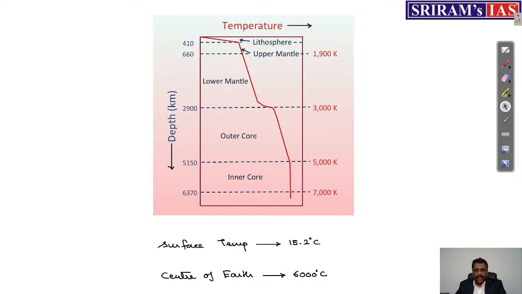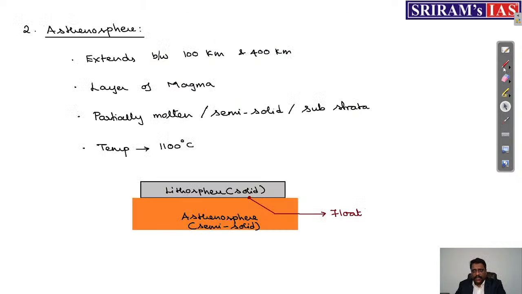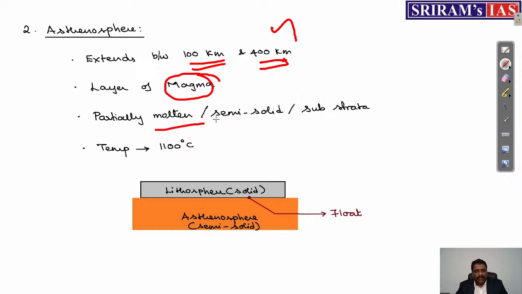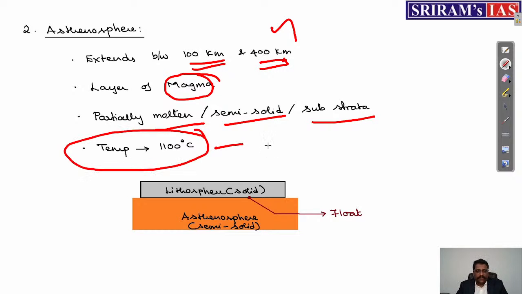Now, lithosphere I have just taken. And when I talk about the asthenosphere, the layer which lies just below the lithosphere, asthenosphere normally extends between 100 kilometers to 400 kilometers of depth. It's a layer of magma. We call it a reservoir of magma or magma chamber. It's a partially molten layer. Sometimes you also call it semi-solid or substrata.